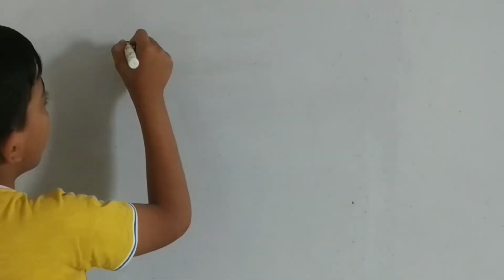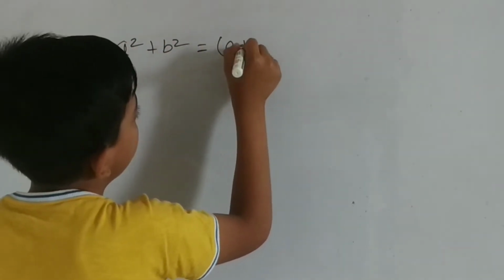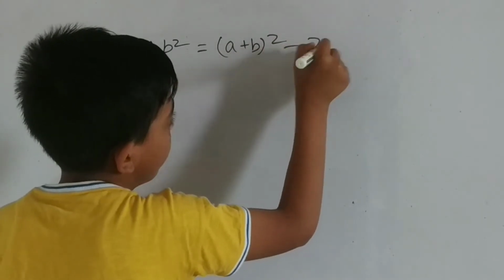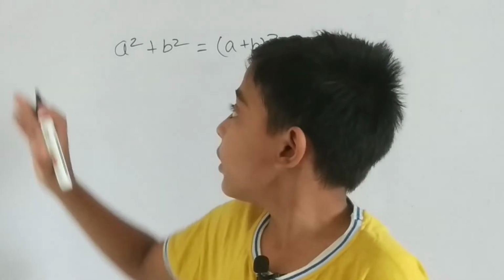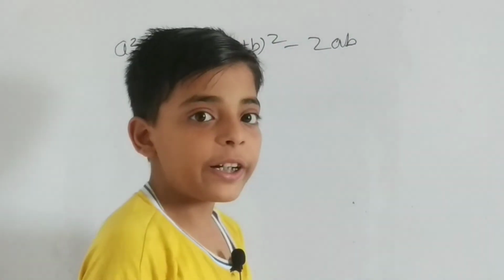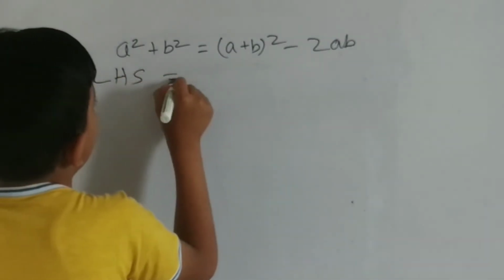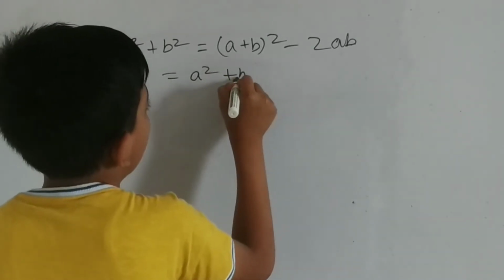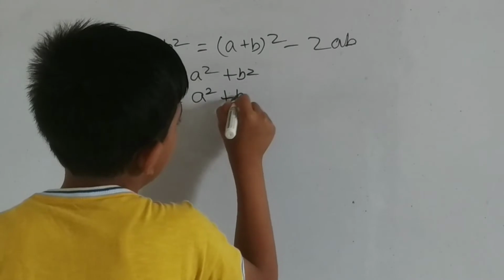Now there is one more formula for a square plus b square, and that's a square plus b square equals (a plus b) whole square minus 2ab. So this is the LHS and this is the RHS. If we prove by taking the LHS, then the LHS is a square plus b square.